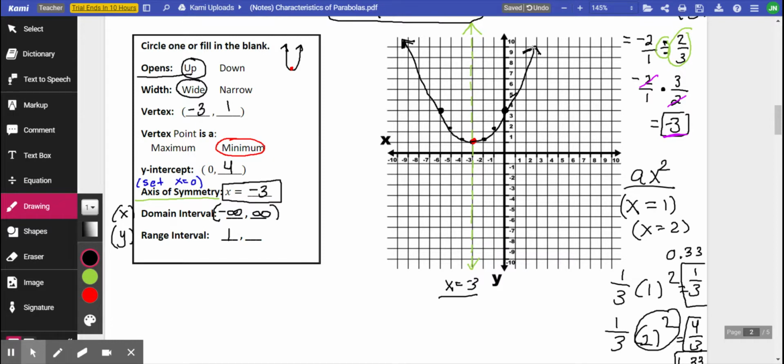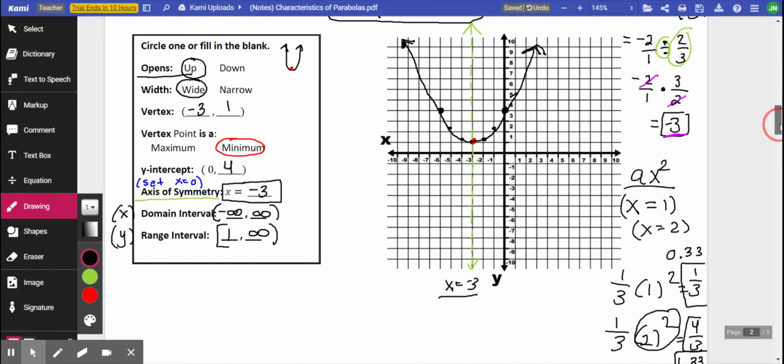And the top of this graph, well, you see arrows, so it never ends, so it's going to be infinity. So the bottom of this graph actually does end at that 1, so I'm going to put a bracket, and the top of this graph would be at infinity because it never ends. Okay, so these are all the different things.